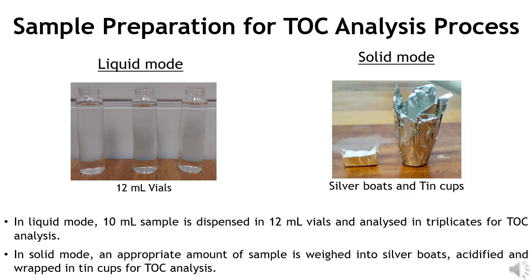Sample preparation for TOC analysis. In liquid mode, 10 ml of sample is dispensed in 12 ml vials and analyzed in triplicates for TOC analysis. In solid mode, an appropriate amount of sample is weighed into silver boats, acidified and wrapped in tin cups for TOC analysis.